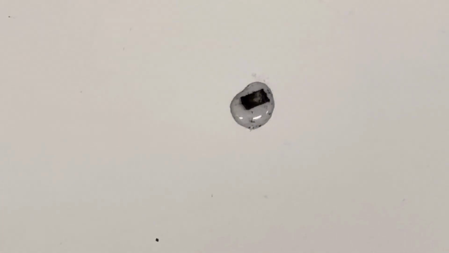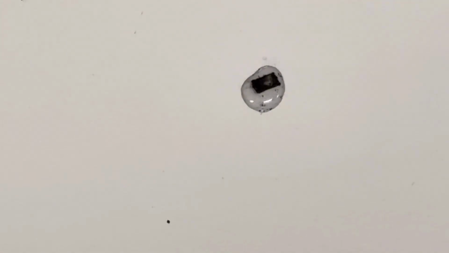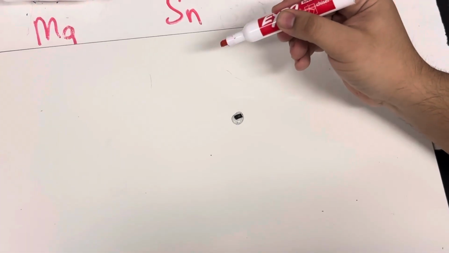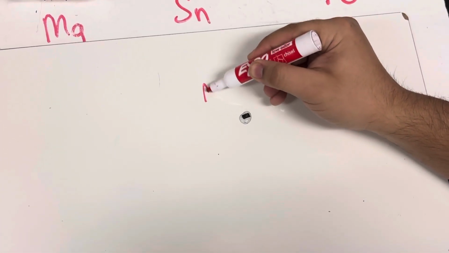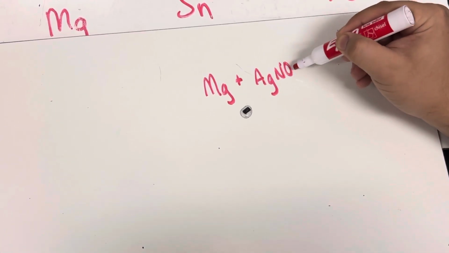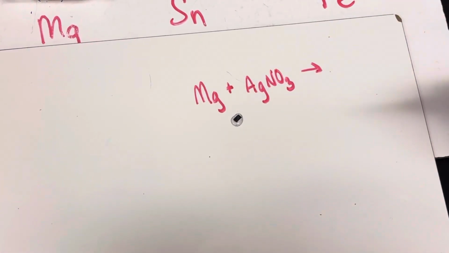Think about what that black stuff must be. And go ahead and write the chemical equation for this reaction. We know that it's magnesium plus silver nitrate. Can you write the products, please?